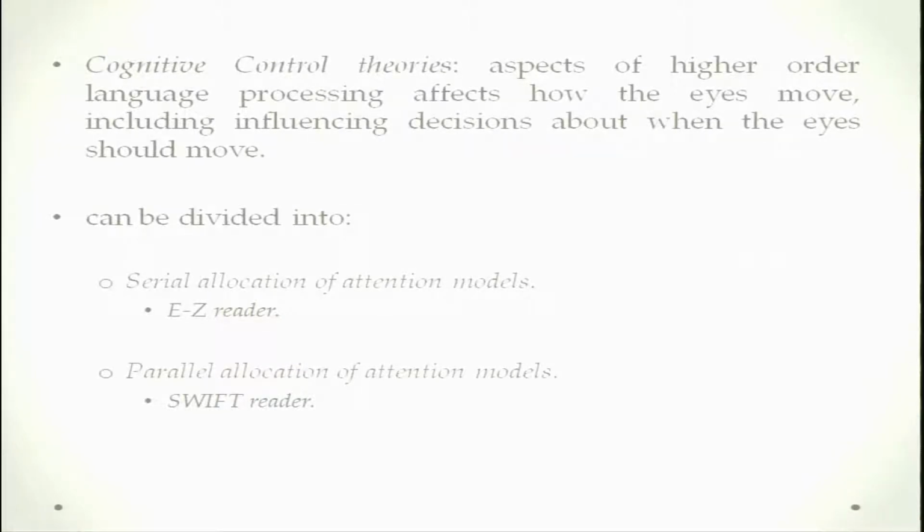And in cognitive control theories, there are two models. I'll discuss just one of them. One of them is the serial allocation of attention model, one word, then another word, then another word. It's called the E-Z Reader, and the other one is the parallel allocation of attention model, which is the SWIFT model. I'm not really going into details of the SWIFT model this time. Again, this is not really a lecture on language, but I'll just use the E-Z Reader to give you a very basic introduction into how the reading process might be working.